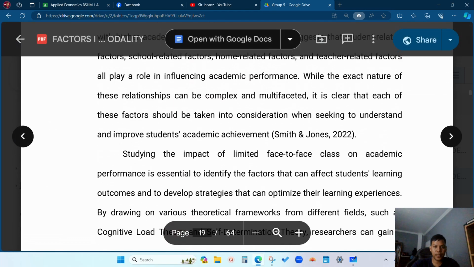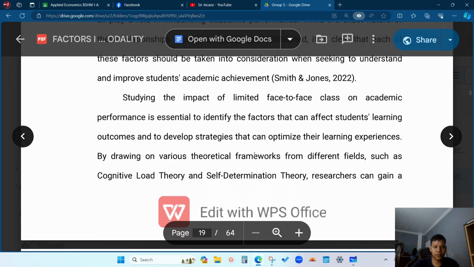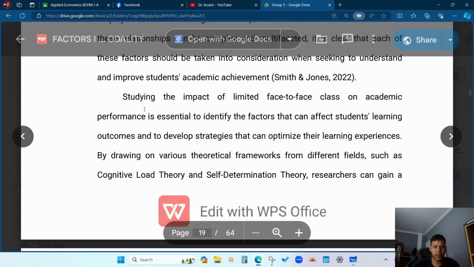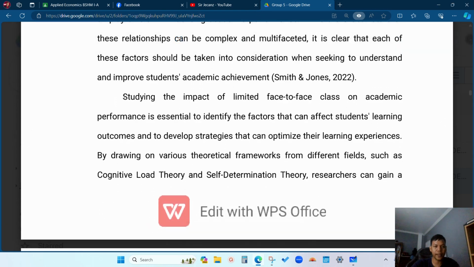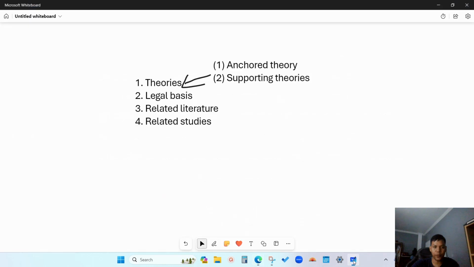So for this sample, yes, they have this summary or concluding statement. We will write in this one: introductory statement.